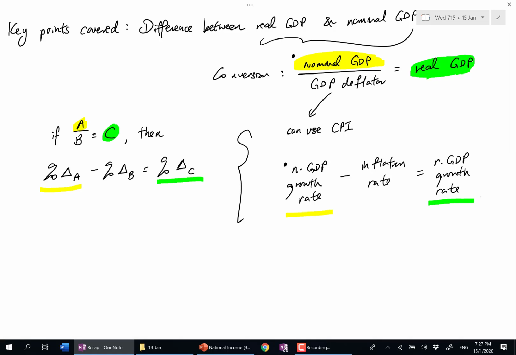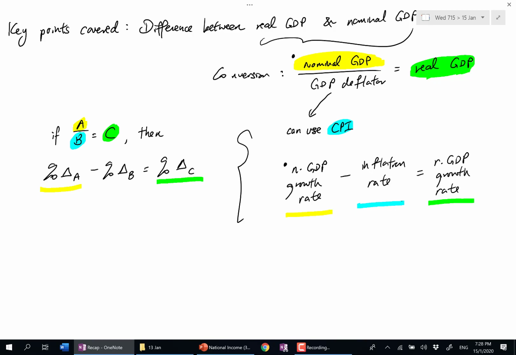Now the third one, the final one. What is your B? B is your GDP deflator, which can be represented using CPI. CPI is the y-axis in your AD and AS diagram. You put GPL over there. So what is percentage change in CPI? Inflation rate. So from here, you get this. This is a growth rate version of this.